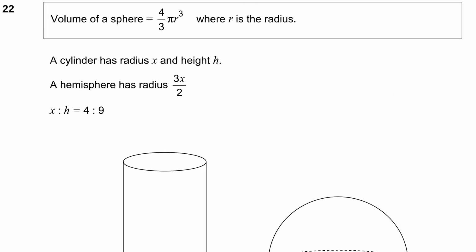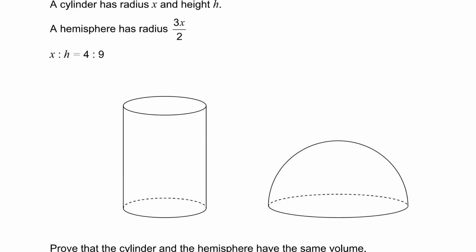In question 22, we're helpfully reminded of the volume of a sphere formula, which is 4/3 pi r cubed. And we've been given a cylinder which has radius of x. Let's just write this on as we go. So it's got a radius of x and a height of h. Okay, and a hemisphere that has a radius of 3x over 2. And we know that the ratio of x to h is 4:9.